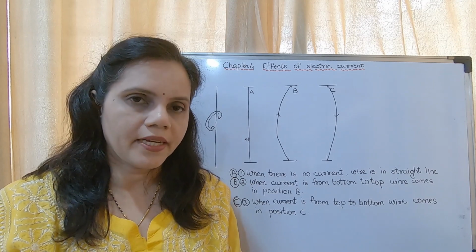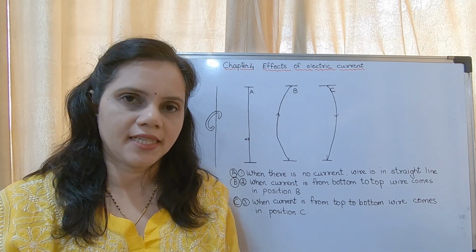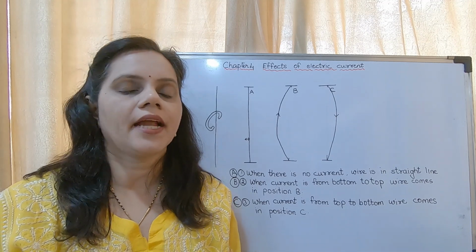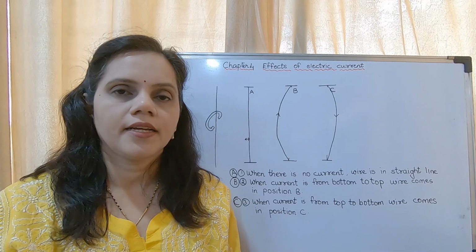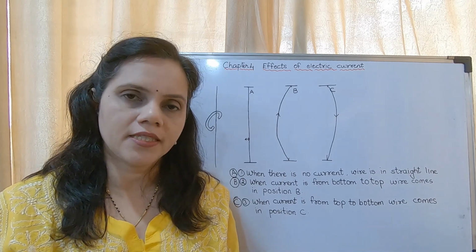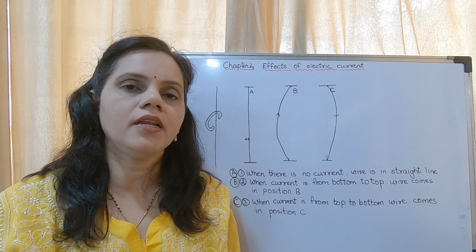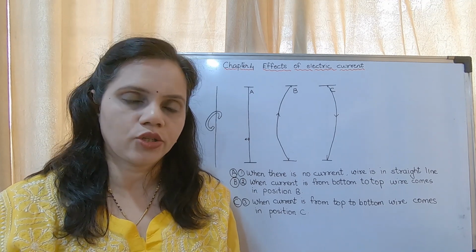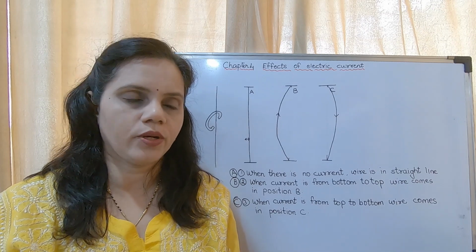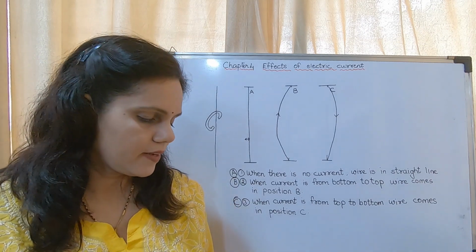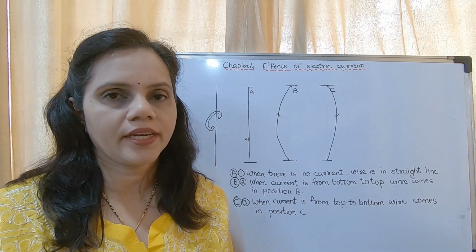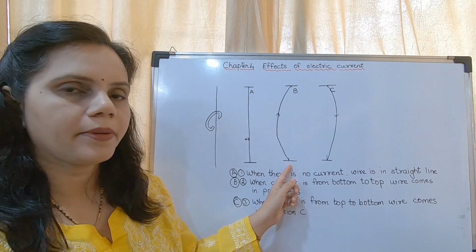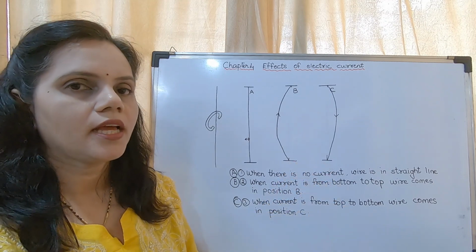So what is happening? I repeat, when there is a conductor which is kept in a magnetic field and the current is passing through it, then the conductor experiences force and it will move. That is the next rule, Fleming's left hand rule. This question is asked. They will give you the diagrams of figure 4.10 and they will ask what happens in diagram B, what happens in diagram C, and so on.